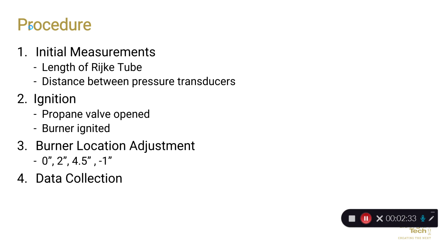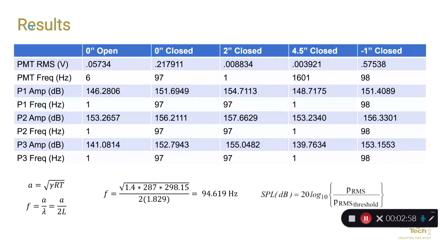The first 2 locations were predetermined to be at 0 and 2 inches. The third location was at the height that resonance ceased at, which ended up being 4.5 inches for us. The final location was the height at which resonance began again, and this location was 1 inch under the initial 0-inch location, or -1 inches. At each burner height, we collected pressure data using a computer so that we could have some analysis on our Rijke tube experiment. So here are results from the data we collected.